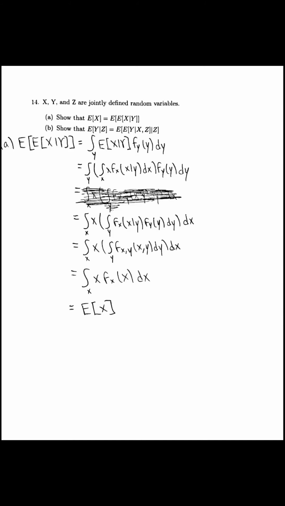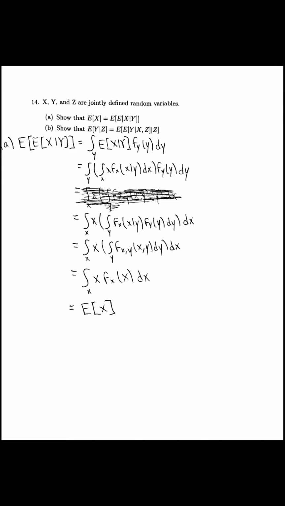And then what we have in the parentheses simplifies to the joint PDF being integrated over all y's, which is also the same thing as the marginal for x. So now this gives us a very simplified version of it being integrated over x values with x times the marginal for x, dx, and we know that this is just the equation for the expected value of x, therefore proving that the expected value of the expected value of x conditioned on y is simply the expected value of x.